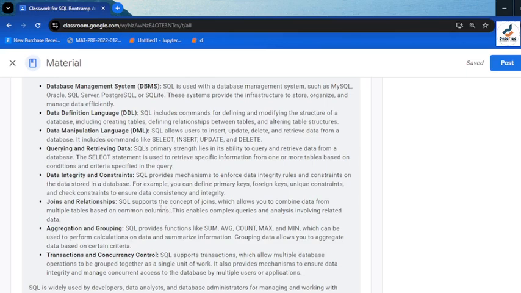So as I go again, it supports the concept of joins, which allows you to combine data from multiple tables based on common columns, right? And it enables complex queries involving related data.